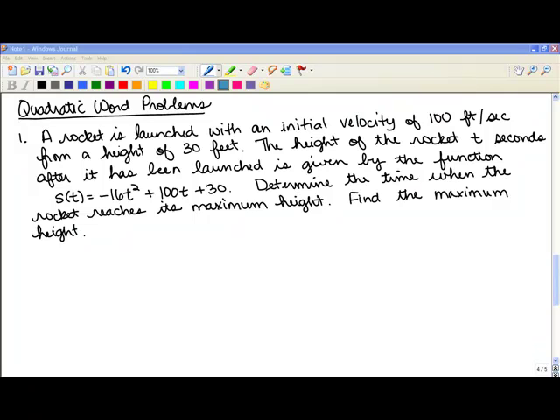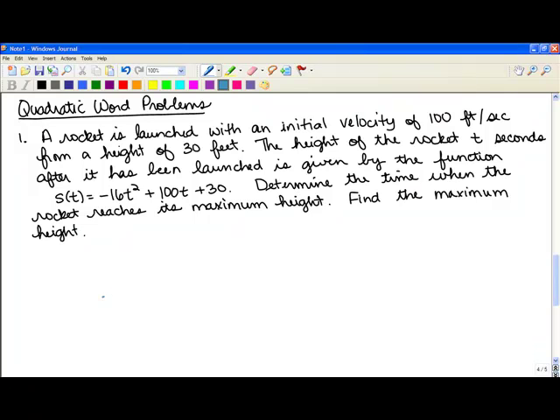The height of the rocket t seconds after it's been launched is given by the function s of t equals negative 16 t squared plus 100t plus 30. We must determine the time when the rocket reaches its maximum height and also find the maximum height.